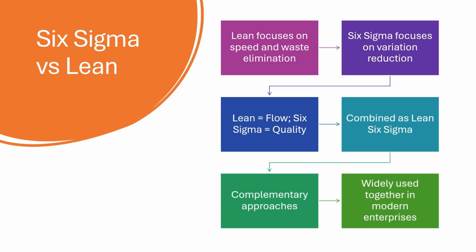Lean and Six Sigma are not competing, they are complementary. Where Lean may identify waste, Six Sigma can dig deeper into root causes using data analytics. Together, they are a great combo, as I said, and they form a complete process improvement strategy which can help the organizations grow.